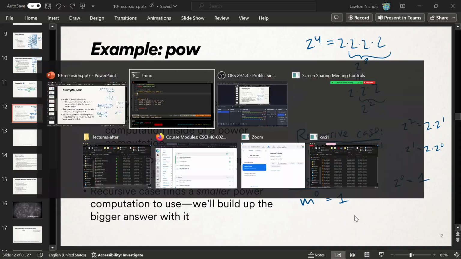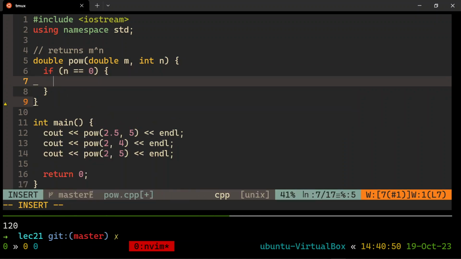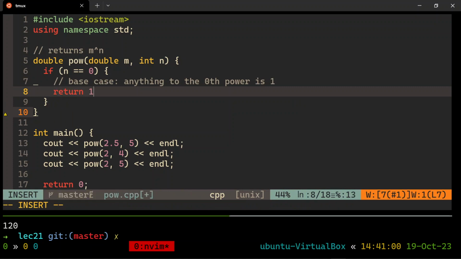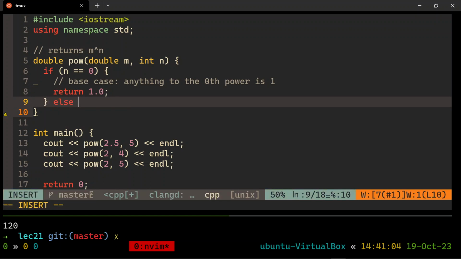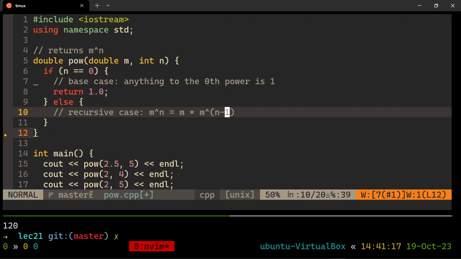So if n is 0, that means I'm trying to take something to the 0th power. That's my base case. Anything to the 0th power is 1. So return 1, or 1.0 because we're returning doubles, just to make it explicit. Otherwise, we're in the recursive case. M to the nth power is equal to m times m to the n minus 1th power.